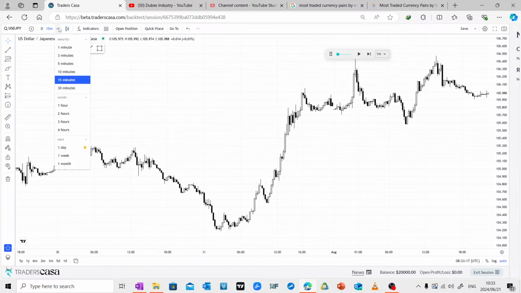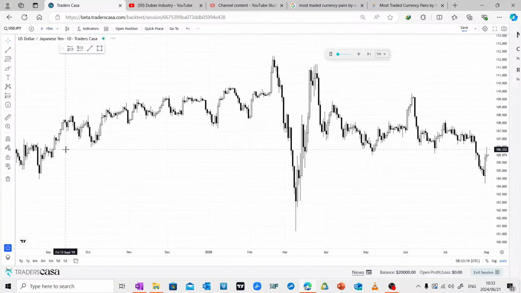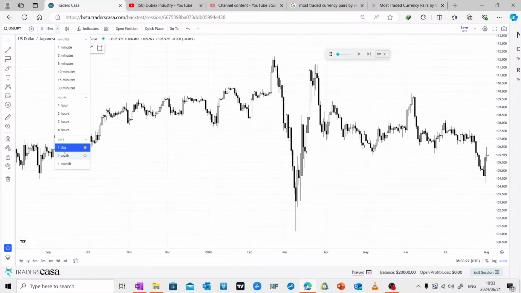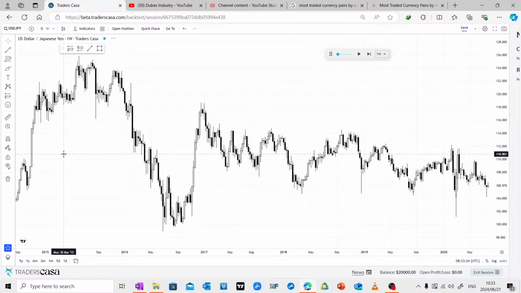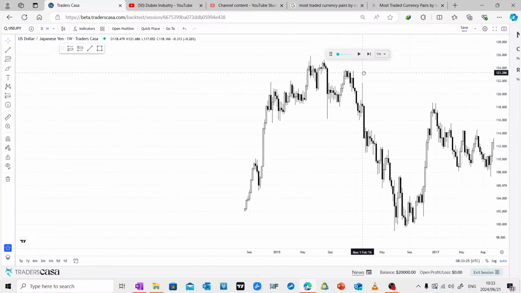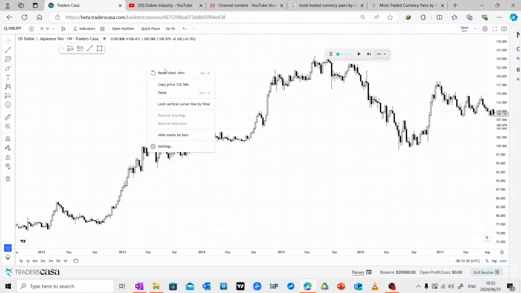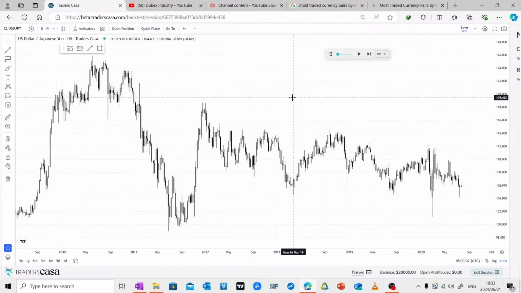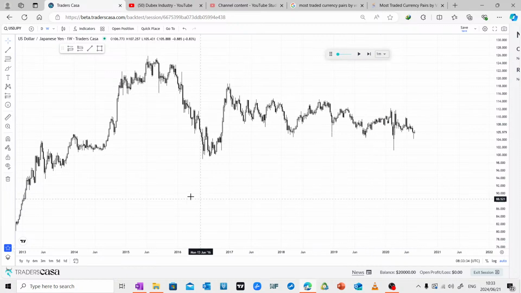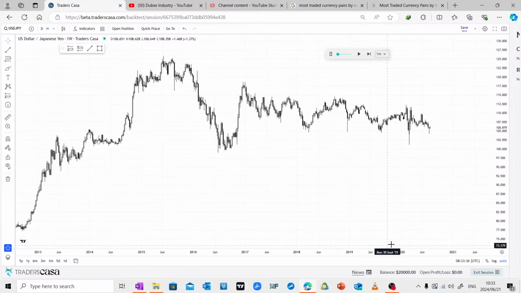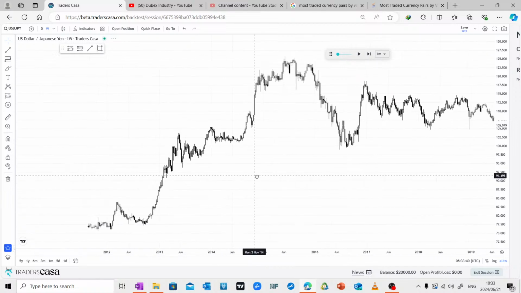But I hope this is 15. Okay, 15. Let's go into the daily. Now let's go into the weekly. Let's see, is price action showing? Okay, yes, price action is showing there. So now we reset chart view and we zoom out. Clearly we can see 2020, 2018, 2017. We've got so much price action.